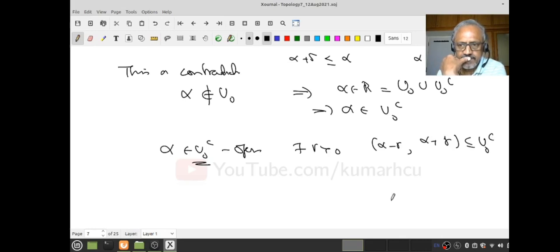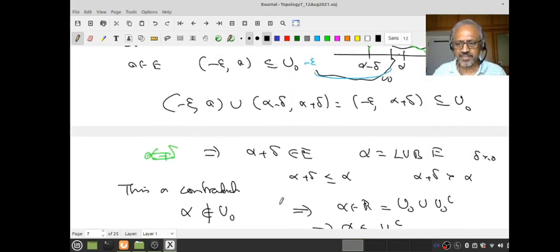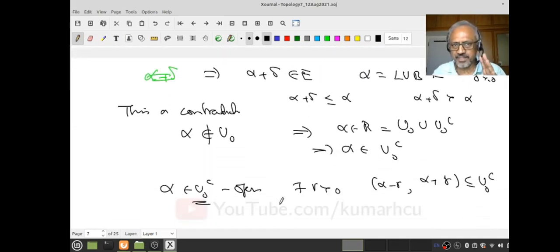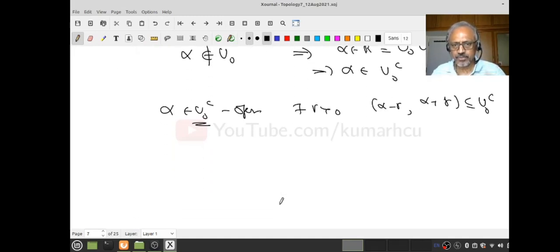Yes. Now let's again use the same trick. See how many times I'm using reanalysis. That alpha is the least upper bound. That's why please learn least upper bound, greatest lower bound, etc. Go back to my videos on upper bounds, lower bounds, LUB, GLB. Learn them well. There is no escape.